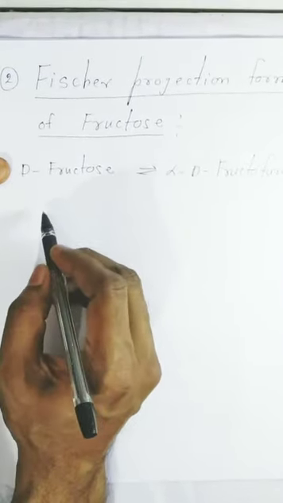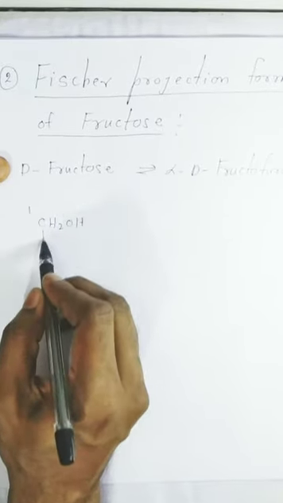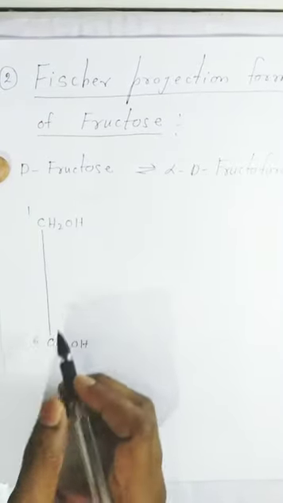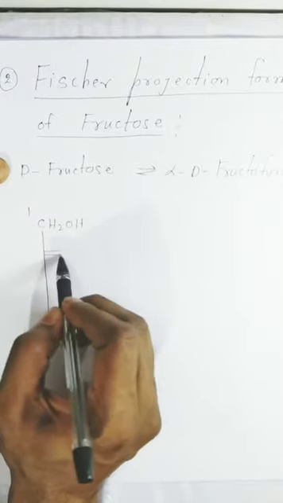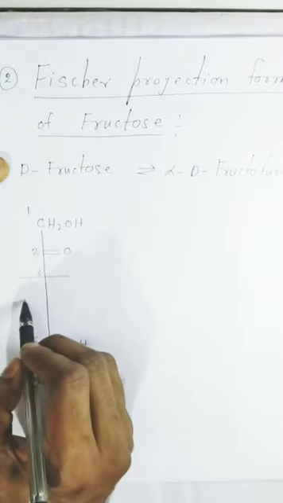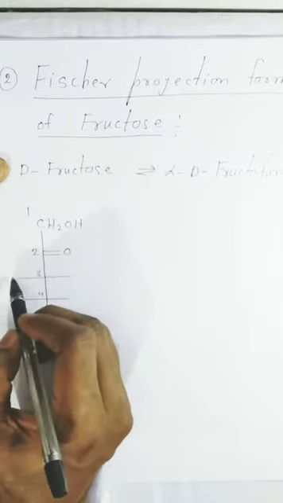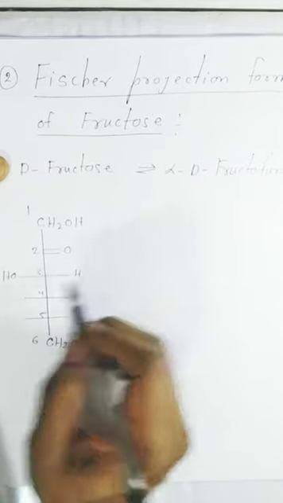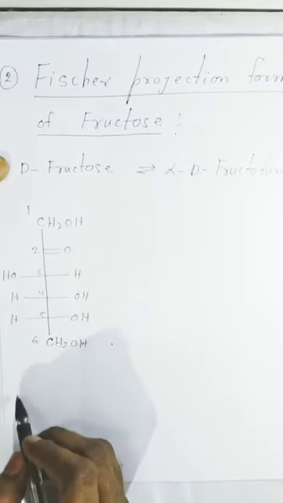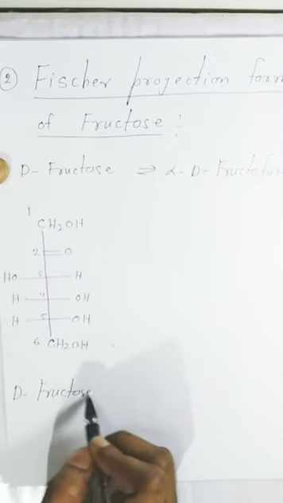D-fructose, students, how are you going to make it? The first carbon will be CH2OH. The sixth carbon also contains CH2OH. The second carbon will have a ketone group, then the third carbon, fourth carbon, and this is the fifth carbon. OH will be on this side, H on this: H, OH, H, OH. This is D-fructose.